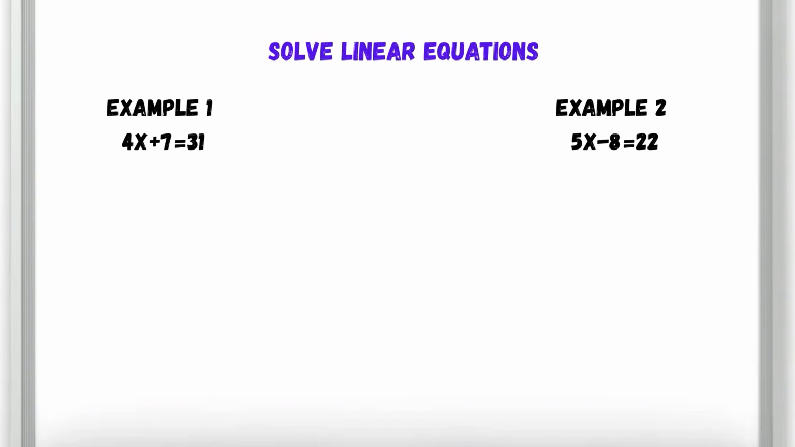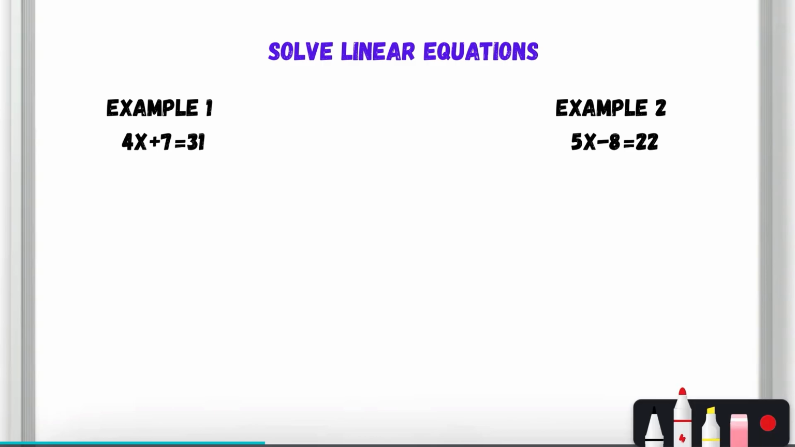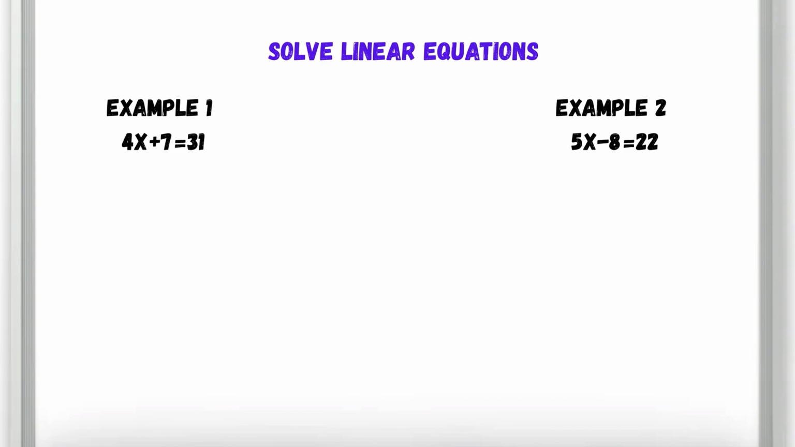Today, we're solving five linear equations, starting with some very simple ones, and then we'll gradually get to the more difficult ones. Now, example one here, we have 4x plus 7 is equal to 31. Now, the goal is to get x by itself.